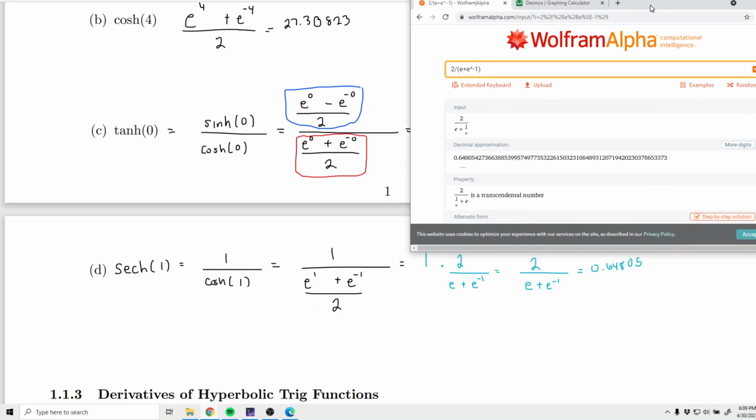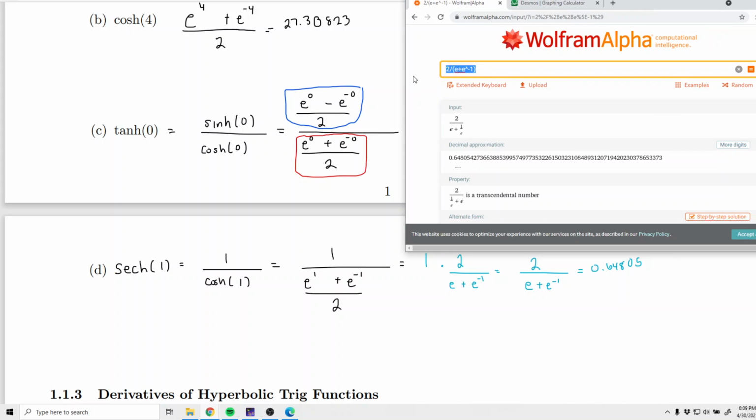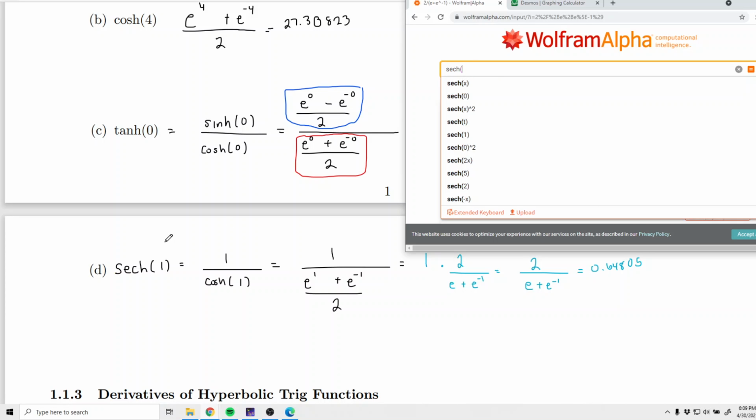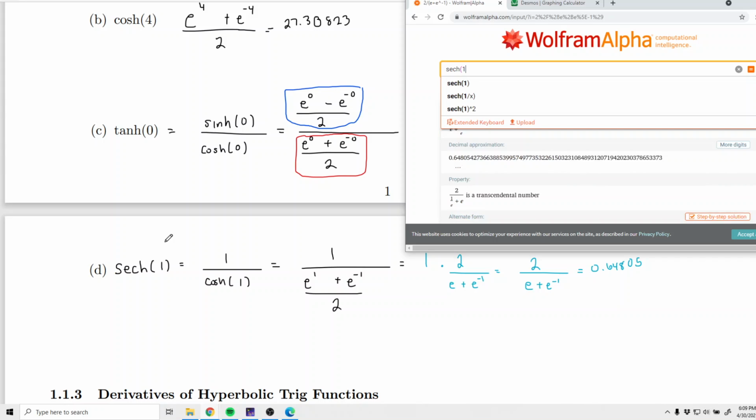And if you want, use Wolfram Alpha if you're working on your homework or the practice problems. Go ahead and type in the hyperbolic secant, sech of 1, and you can see that it matches. So we did it correctly, but if you don't have a calculator that actually has this built into it, which I'm sure pretty much every calculator doesn't, make sure you're practicing it like this.